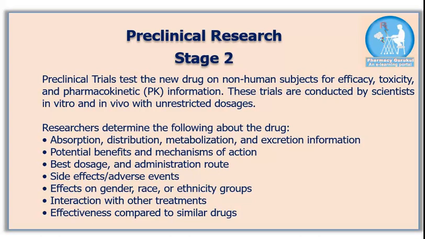In preclinical studies, elevated doses of the drug are tested in vitro, meaning either in a test tube or cell culture, and in vivo, meaning on animals. The main points researchers determine are pharmacokinetic parameters like absorption, distribution, metabolism, and excretion, and pharmacodynamics of the drug like benefits and mechanism of action, best doses and administration route, side effects, adverse events, and effectiveness of the novel drug compared to similar existing drugs.